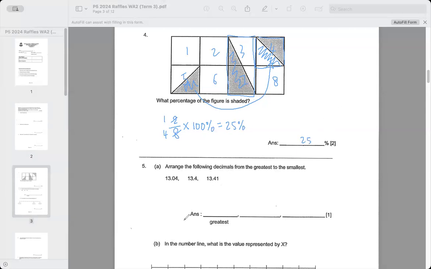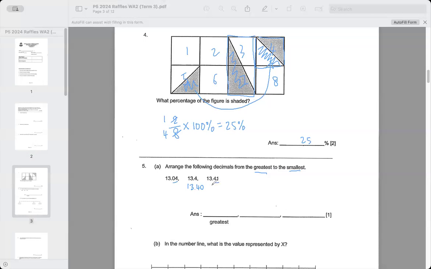All right, let's move on to question 5A. Arrange the following decimals from the greatest to the smallest. So this one is 13.04, this is 13.4. Since both of these are two decimal places, for you to see better, I can change these to two decimal places as well. Just add a zero behind, it will become 13.40.